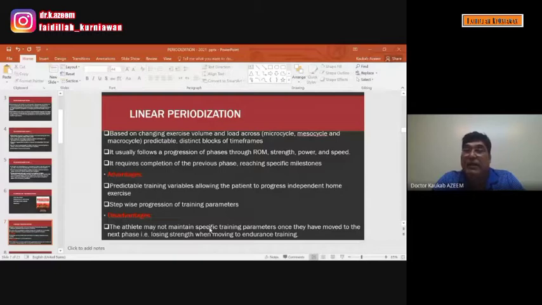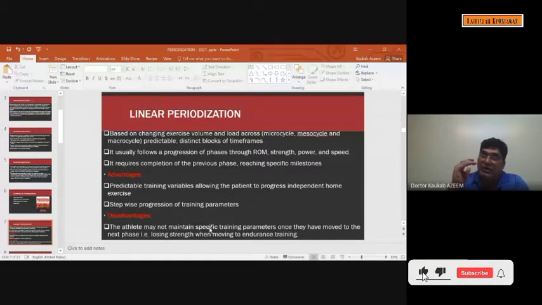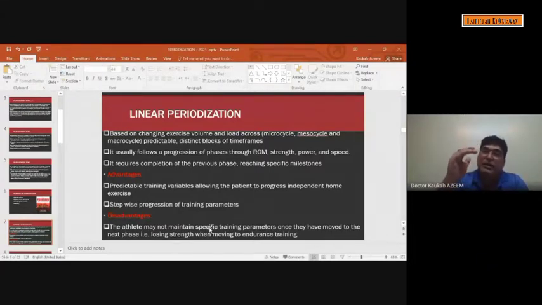Advantages: predictable training variables, allowing the patient to progress to independent home exercise. Stepwise progression of training parameters, step by step, one by one. I will give you an example in weight training. You will not give a student in the first week from 10 kg to 50 kg. You will go 10, 20, 30, 40, 50. You will not jump from 10 kgs to 50 kgs. This is called step-by-step progression. The athlete may not maintain specific training parameters once they have moved to the next phase, losing strength when moving to endurance training.